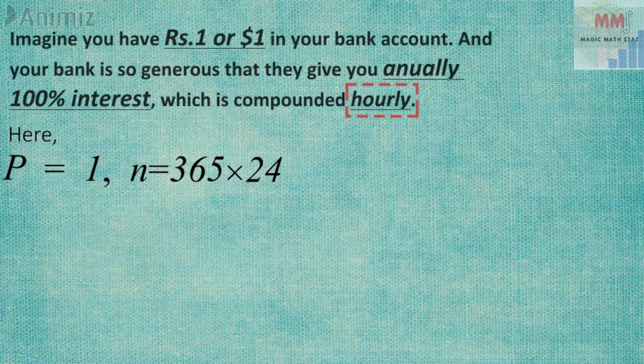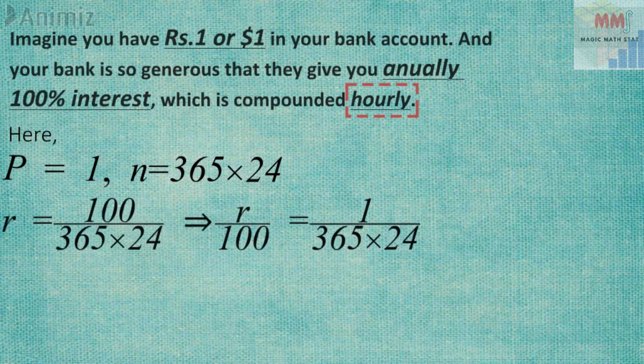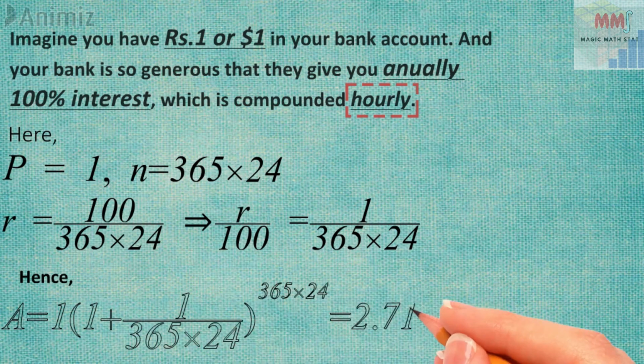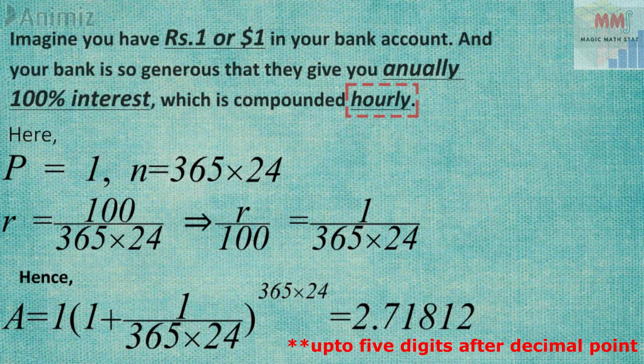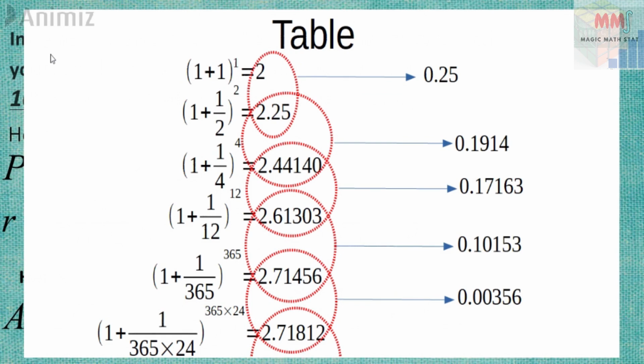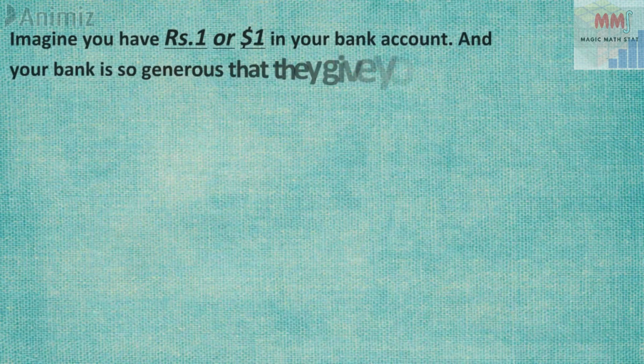Now following the previous cases, you can understand r equals to 100 by 365 multiplied by 24 and that gives us r by 100 equals to 1 by 365 multiplied by 24. And putting these values in the formula, we get the amount after 1 year 2.71812. Now look at the table. Now you can see in the previous case, the first digit after decimal point was 7. And in this case also, we got 7. So after decimal point, the first digit has been stabilized. Let's see what happens in the next case.